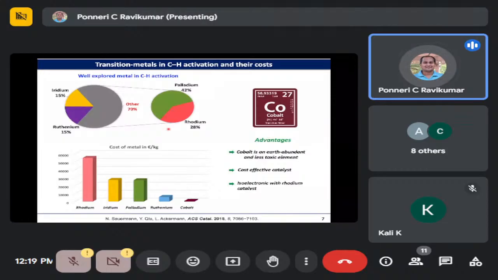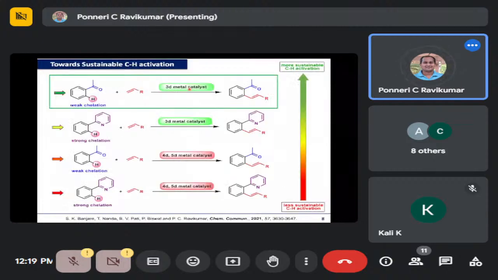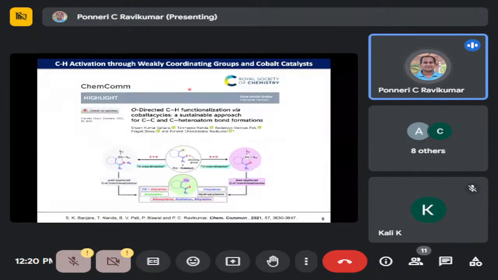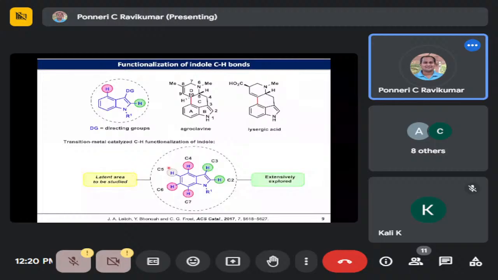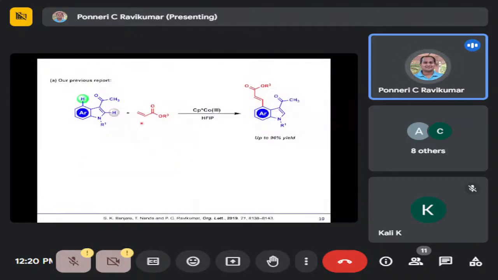C2 and C3 positions of indole have been extensively functionalized, whereas C4, C5, C6, and C7 positions of indole have not been very much explored. So we decided to do this functionalization, for example, C4 functionalization. So in 2019, we developed a method for C4 functionalization of indole using acrylate using Cp* cobalt catalyst.